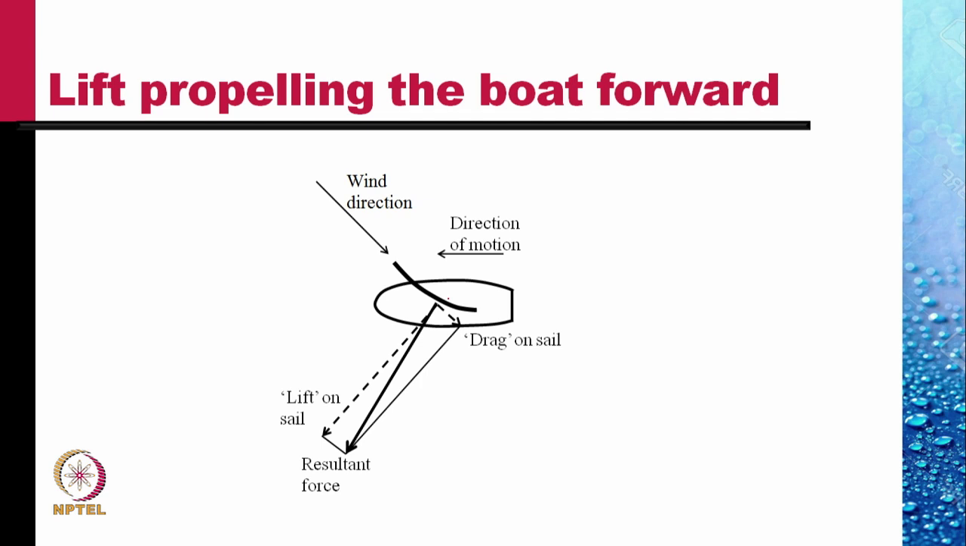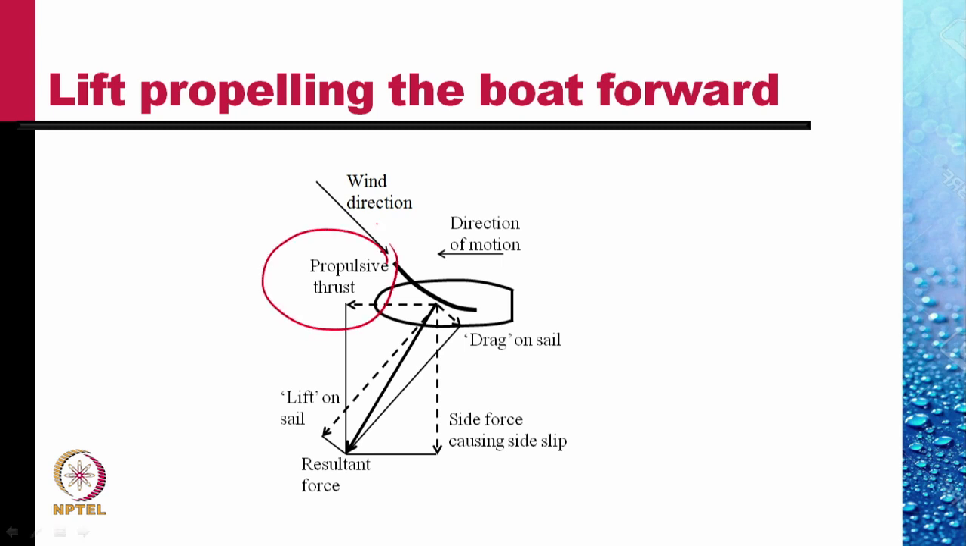By the law of parallelogram of forces, we break the resultant force up into two components. One, as shown here, in the forward direction, which we have termed here the propulsive thrust, and the other perpendicular to the direction of motion, which we call the side force. We have to overcome this side force, and if we can overcome the side force, the boat would move in the forward direction quite a bit into the wind itself.